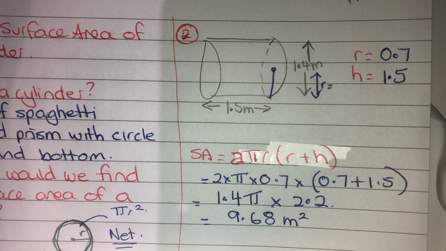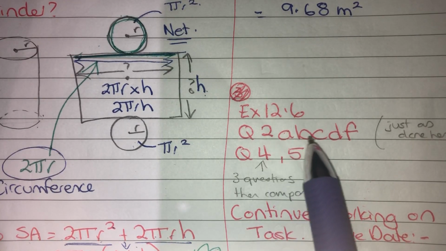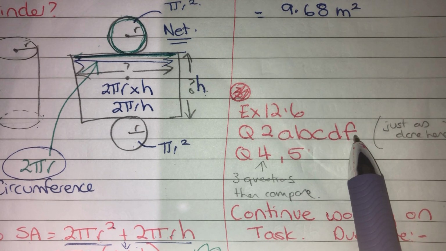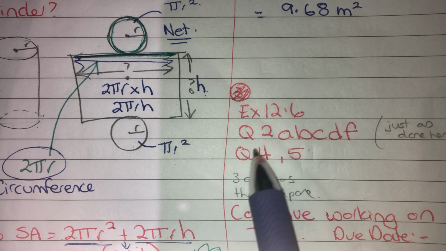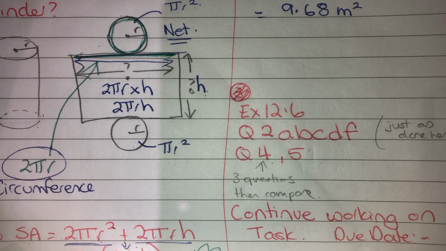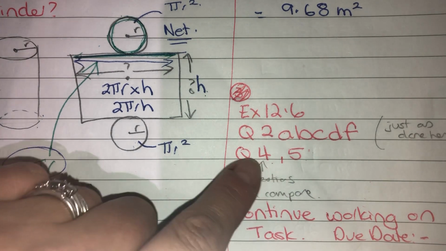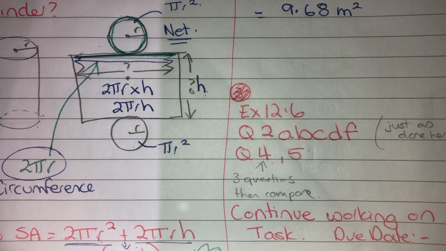So again, you're going to have time at the end to work on your task. It is not time to say goodbye. It is time associated with that, which does need to be handed in. All right, so let's have a look. 12.6, 2a, b, c, d, f. So 5 straightforward questions. Then we have questions 4 and 5. In question 4, I think there are something like 3 different cylinders, and you have to work out which has the greatest surface area. So it's like 3 questions in that. But as you can see, it's still probably less than 10 questions.